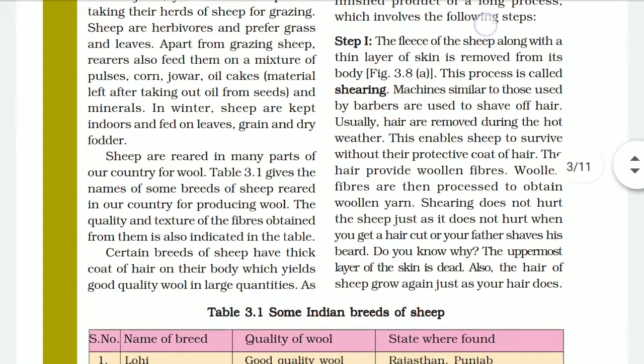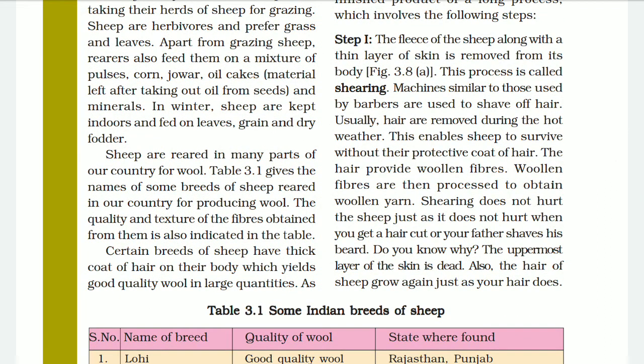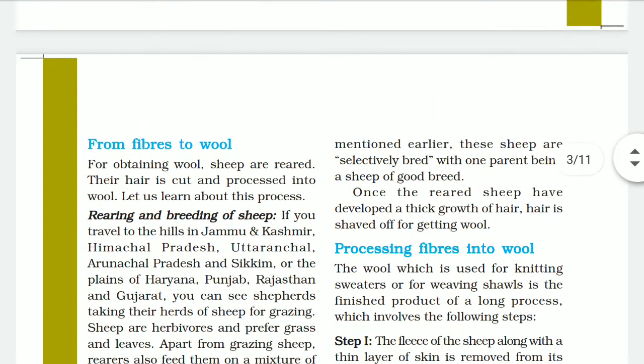Sheep are reared in many parts of our country for wool. In table 3.1, information is given on the name of the breed of sheep, the part of the country, and the type of wool they produce. The quality and texture of the fiber obtained from them is also indicated in the table. Certain breeds of sheep have a thick coat of hair on their body, which yields good quality wool in large quantities. As I mentioned earlier, these sheep are selectively bred, with one parent being a sheep of a good breed. Once the reared sheep have developed a thick growth of hair, the hair is shaved off to get wool.